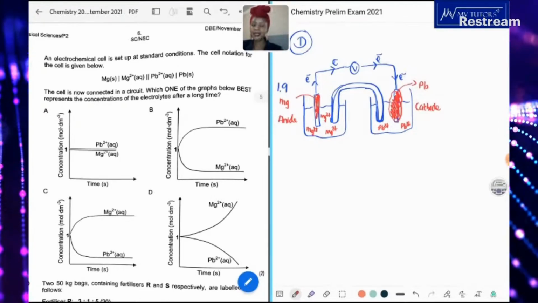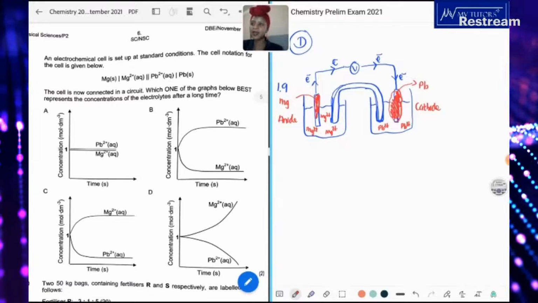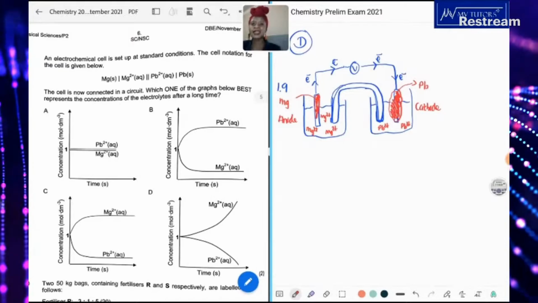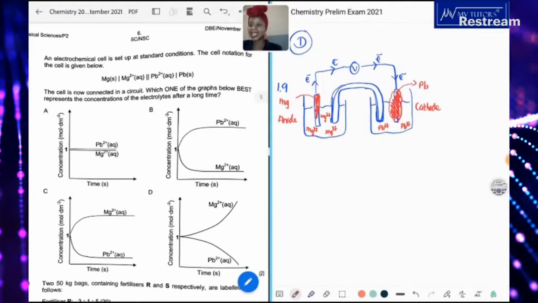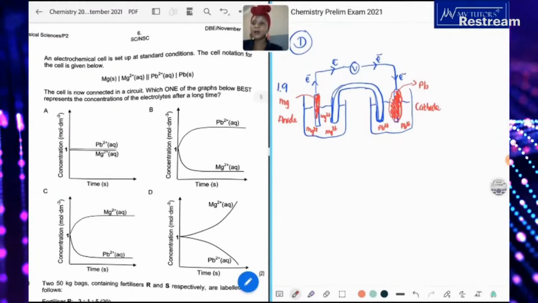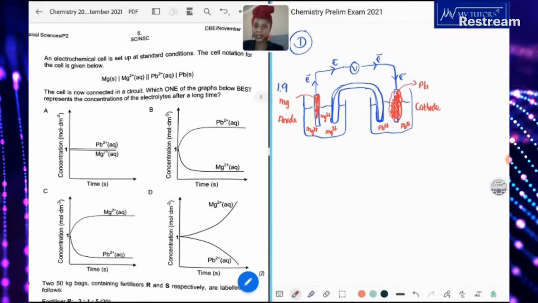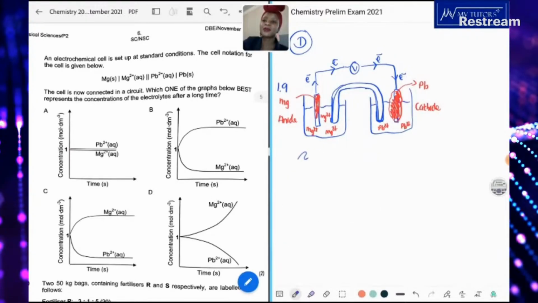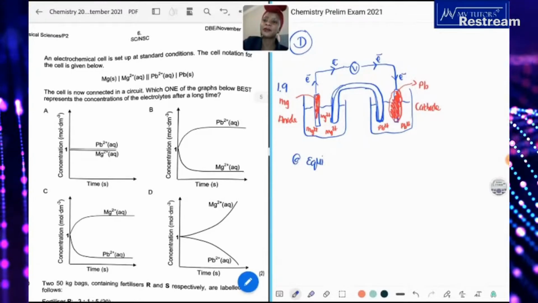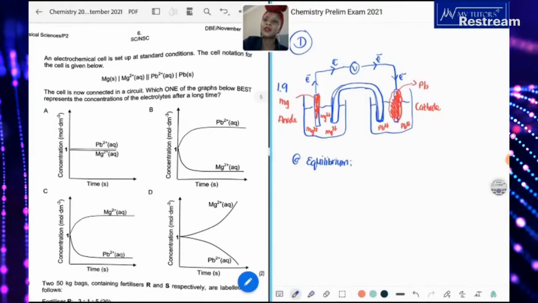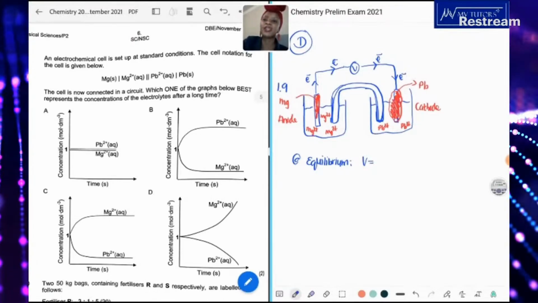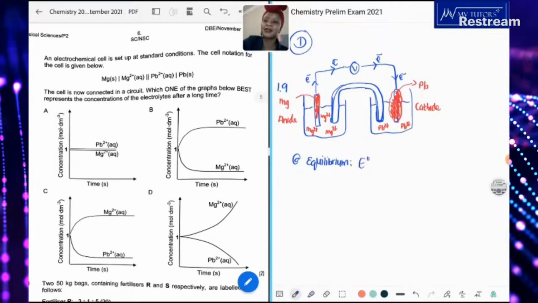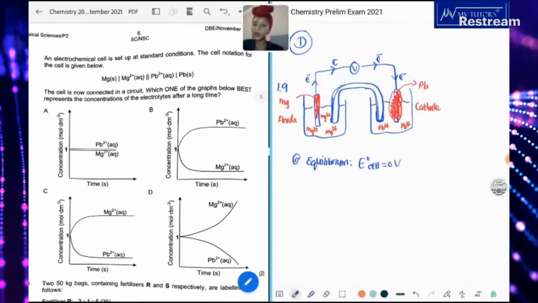B is also not an option because, like I said, the magnesium ions are increasing. C is an option and D is also an option. So magnesium ions are increasing, the lead ions are decreasing. C, D. Now what's the difference? There will come a point where you reach equilibrium, and at equilibrium, your voltmeter reading, your E cell, will be 0 volts.